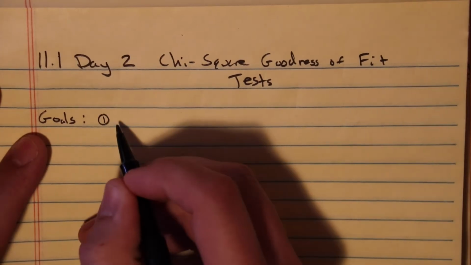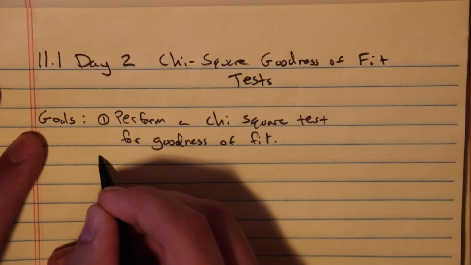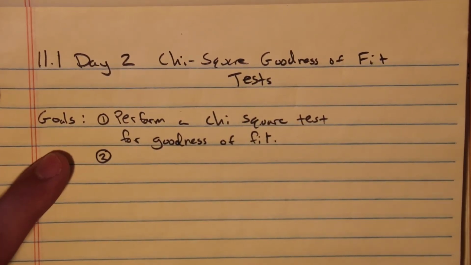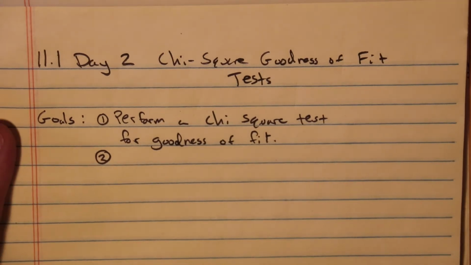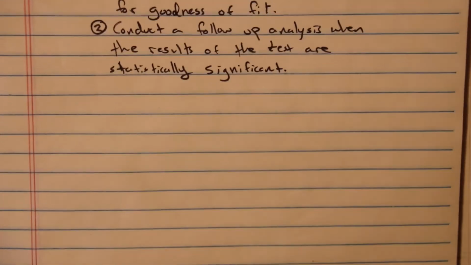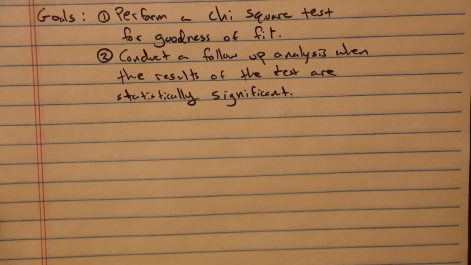So goal number 1 for this lesson is to perform a chi-square test for goodness of fit. And then the second thing that we'll do is conduct a follow-up analysis when the results of the test are statistically significant. So let's go ahead and carry out a test. We're going to do a test for the dice data. This will follow the 4-step process.